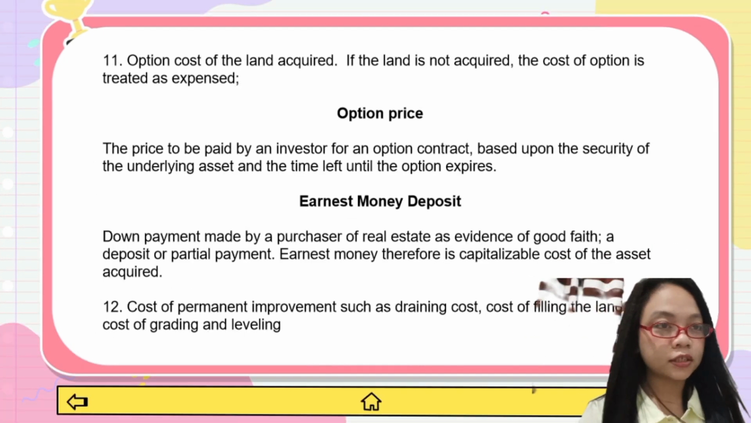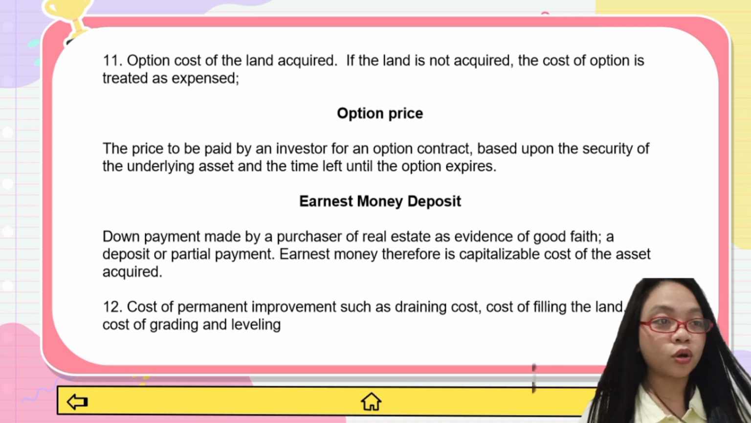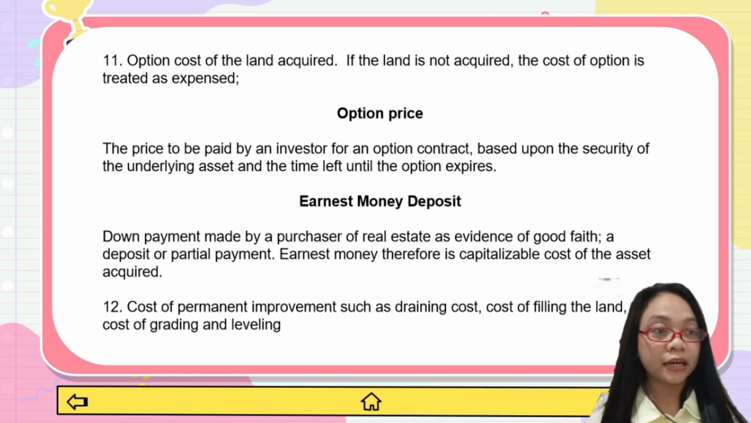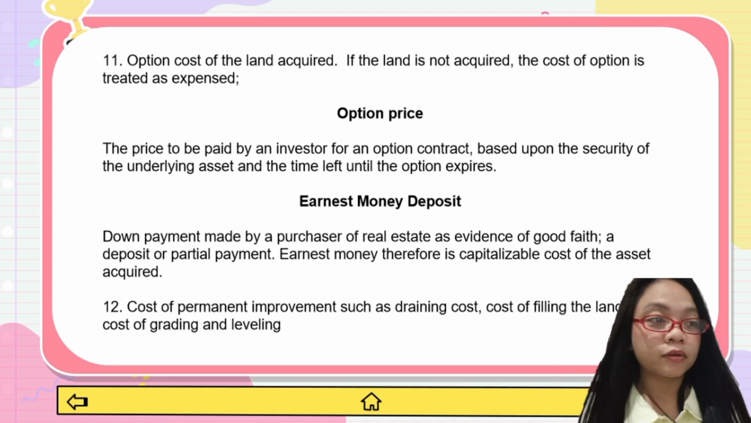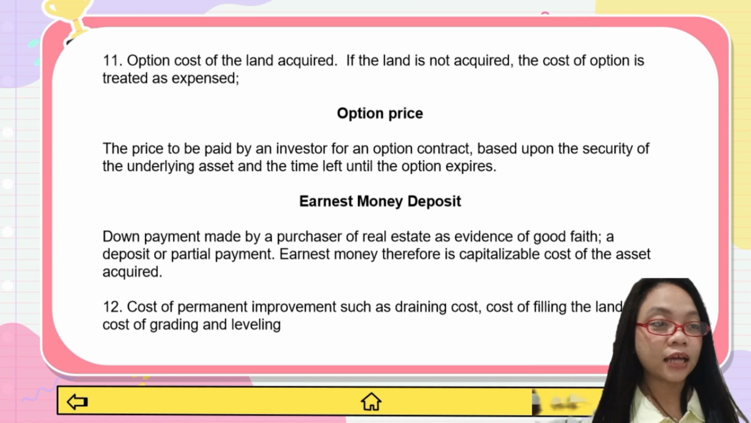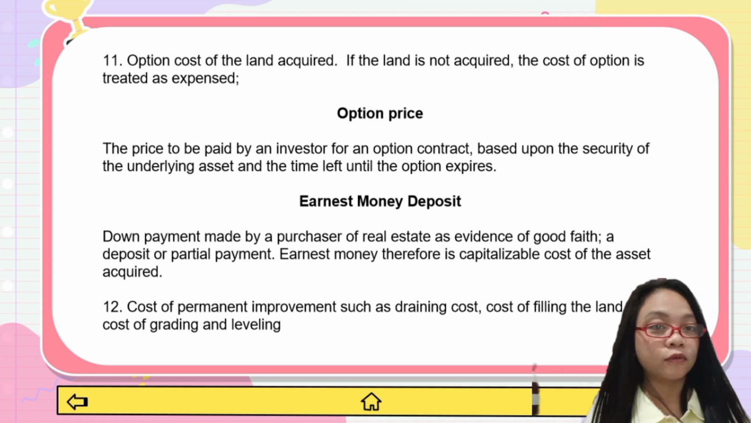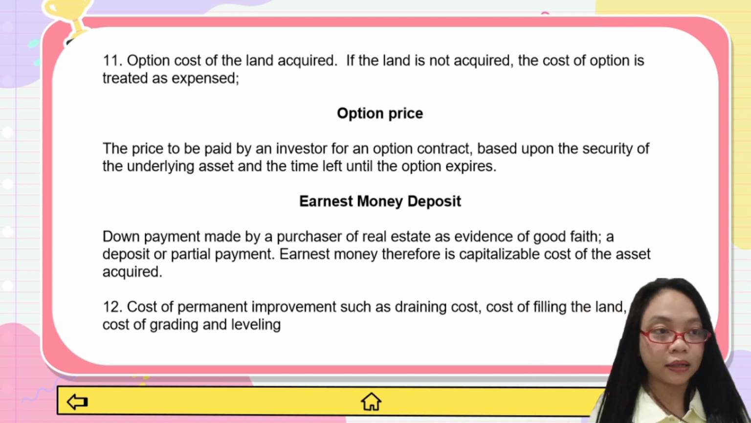So, another cost that is chargeable to land is option cost of the land acquired. Kaning option cost or option price is the price to be paid by an investor for an option contract based upon the security of the underlying asset and the time left until the option expires. So, kani is ang cost nato for having the chance to buy or sell a property or something in the future. So, kaning option cost is capitalized as part of the cost of the land only if the land is acquired. Pero if the land is not acquired, it is treated as expense.